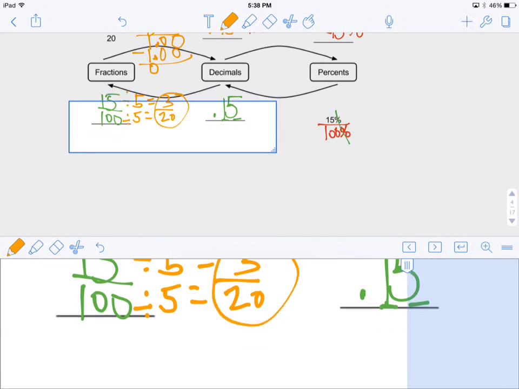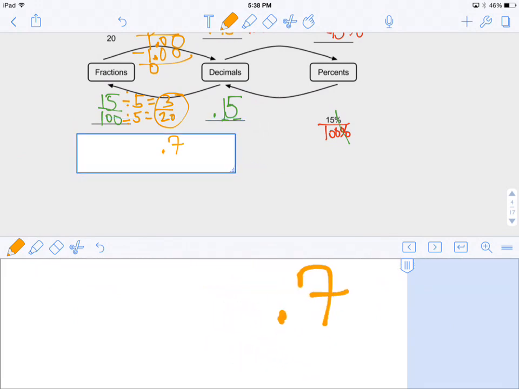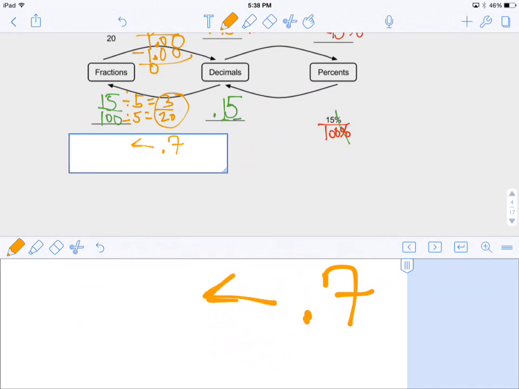I'm going to do another decimal to fraction for you. If we have 0.7, well, that's 7/10, and we want to convert that to a fraction, so we'll have 7/10, right? That's 1 decimal. That turns into 7 over 10.